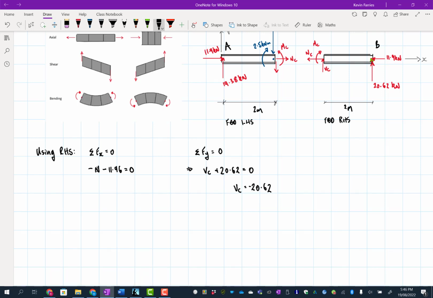NC. And similarly here, NC. And this is also negative 11.9 kilonewtons. And so we are going to end up with negative NC as, take that over to the other side, it becomes positive. So NC is equal to negative 11.96 kilonewtons. So we know the internal axial force equals negative 11.96 kilonewtons, and I'll just put in brackets, that means it's in compression.